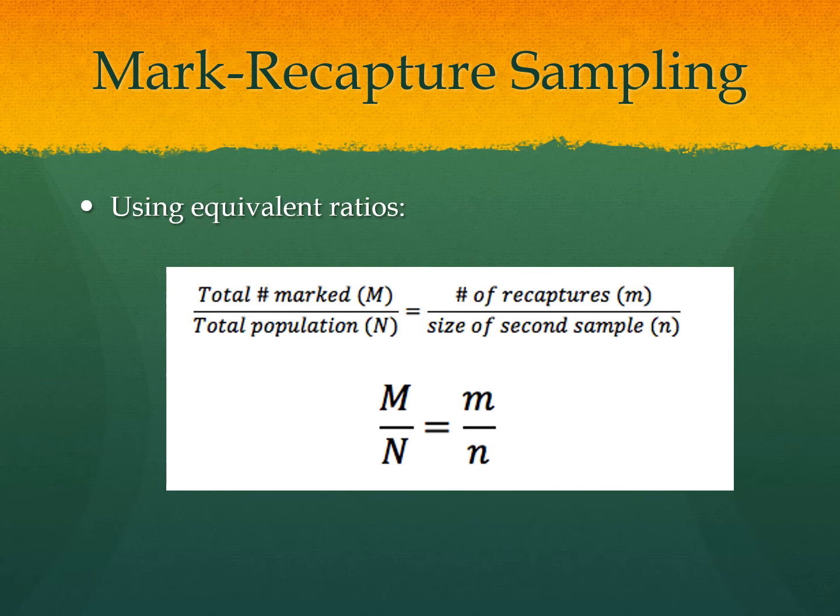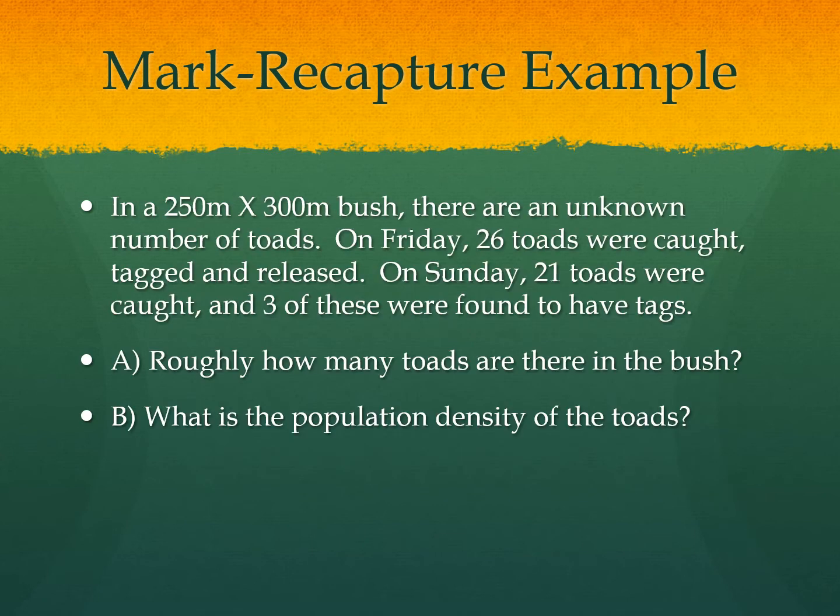Let's look at an example. In a 250 meter by 300 meter bush, there are an unknown number of toads. On Friday, 26 toads were caught, tagged, and released. On Sunday, 21 toads were caught, and 3 of those were found to have tags. So those 3 were ones that you had already captured on Friday. Those are the unlucky ones who got caught twice. So A, roughly how many toads are there in the entire bush? And B, what is the population density of the toads?